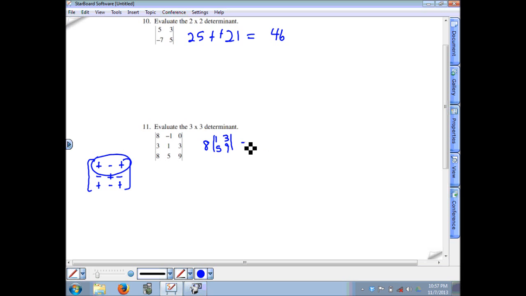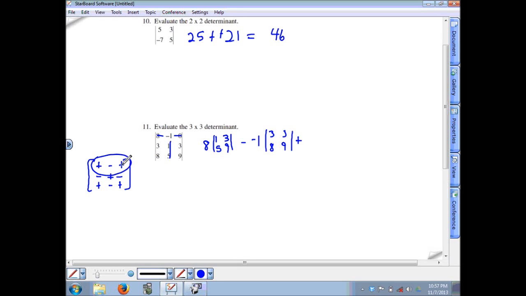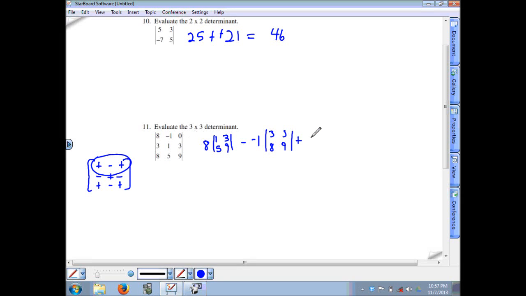When we move over, though, we have to minus the next cofactor, which is negative 1, and now the minor, if we cross out the row and the column there, we're going to have a minor of 3, 8, 3, 9. I move over to the next one, and we add the next cofactor, but the next cofactor is 0, so it doesn't matter what its minor is. 0 times anything is 0. So this becomes 8 times the determinant 9 minus 15.